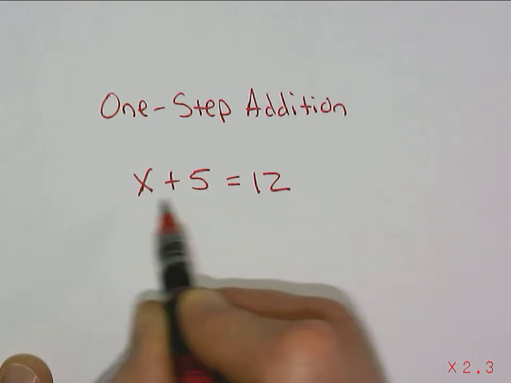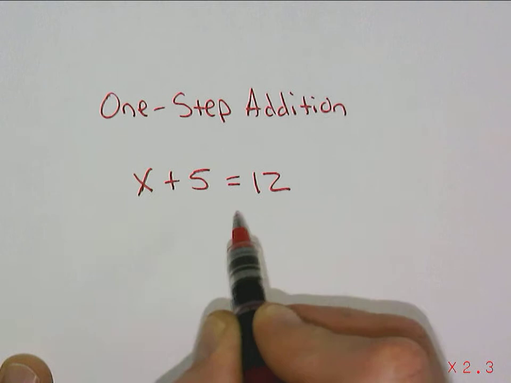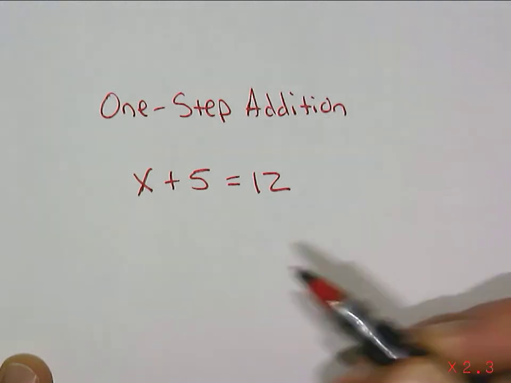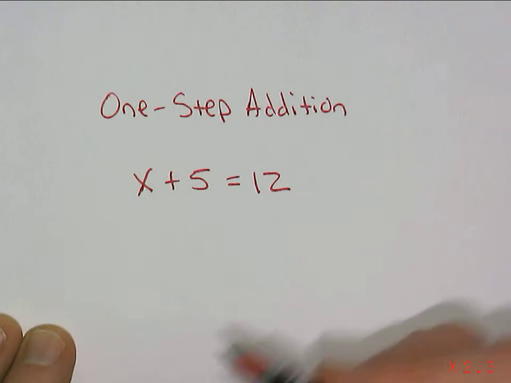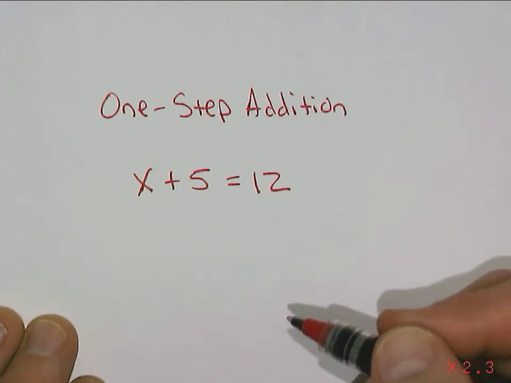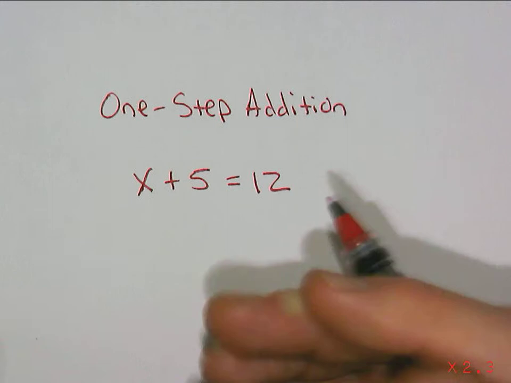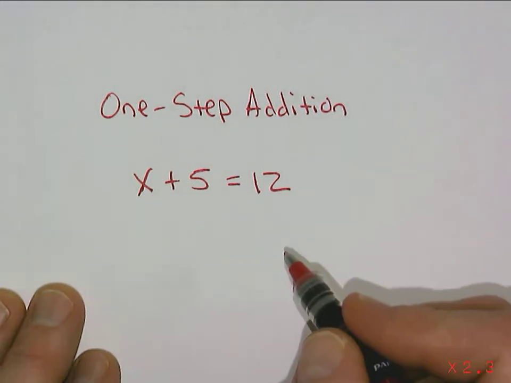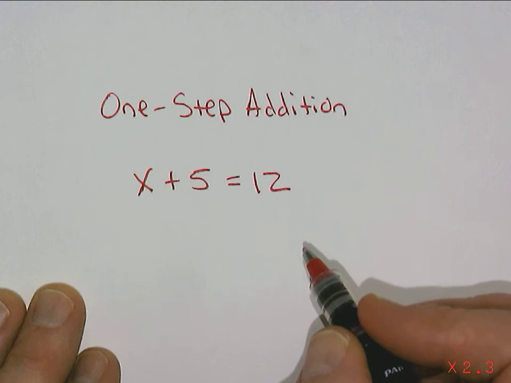And in some cases you can just look at them and see what the value of x would be: what number plus 5 equals 12. It's kind of a mental math problem. But what I'm going to do is give you a procedure that will work regardless of what type of problem it is, and even on more complex problems this procedure will help you to solve these.